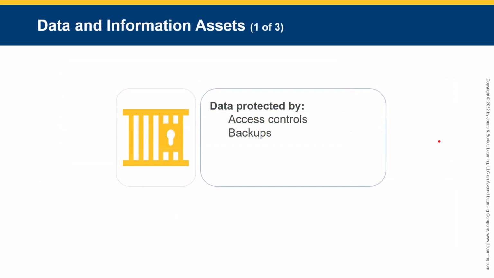So data and information. Data should have access controls, making sure that you have your CIA triad, making sure you have good backups and test for recovery.